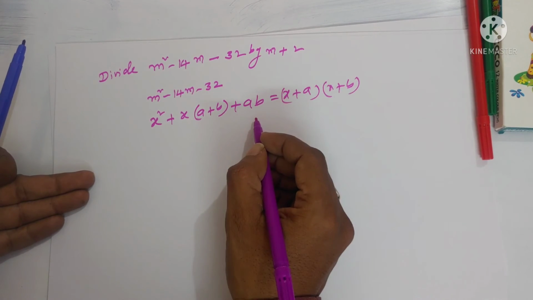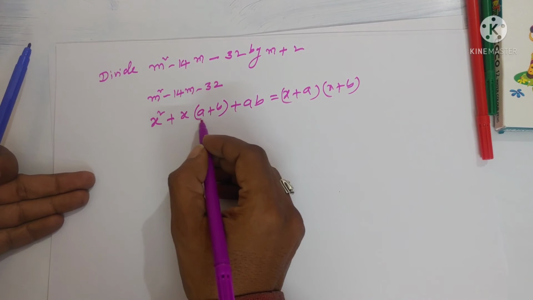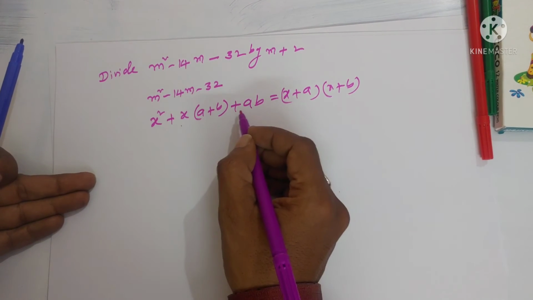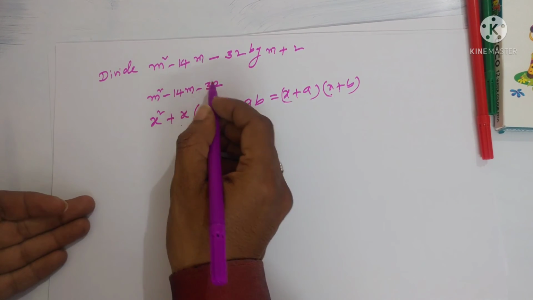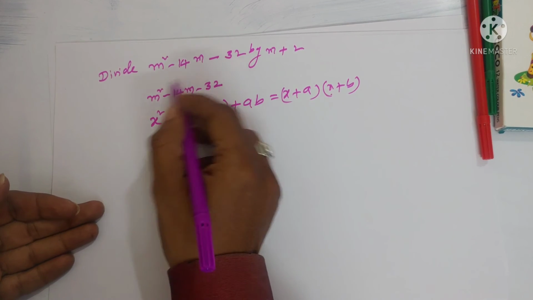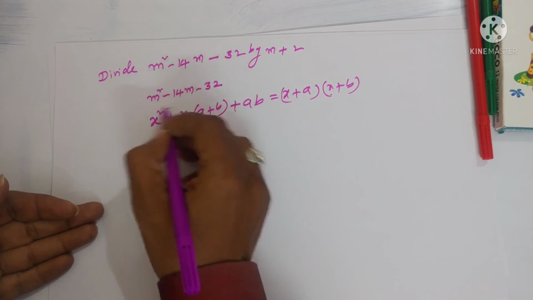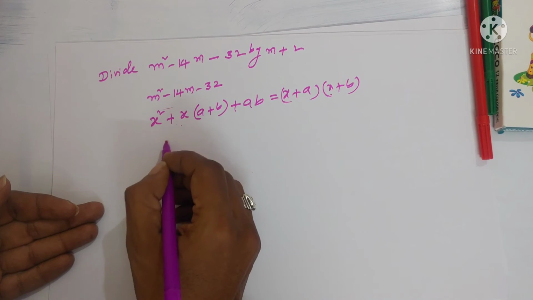So, factors of the form x plus a into x plus b. That is, if the given expression is in the form of x square plus x into a plus b plus ab, we can factorize it as x plus a into x plus b. So just apply that method here. Okay, so before going to that, you just observe this m square minus 14m minus 32, and compare these two as usual.